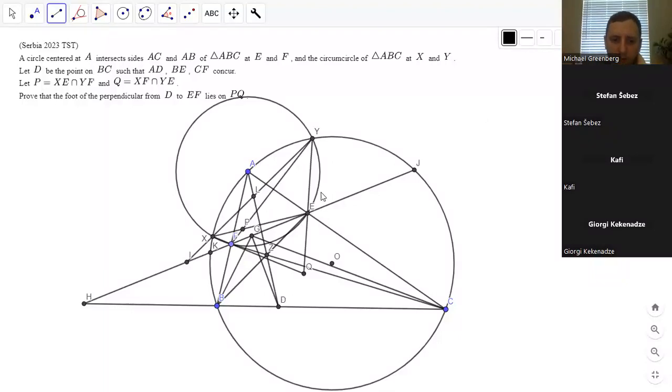Let's see, if these are harmonic, then is that the same as saying if we take the midpoint, let's say we take the midpoint of EF? I think that's the same as saying that, what is it, MF squared is MG times MI. We could show that.